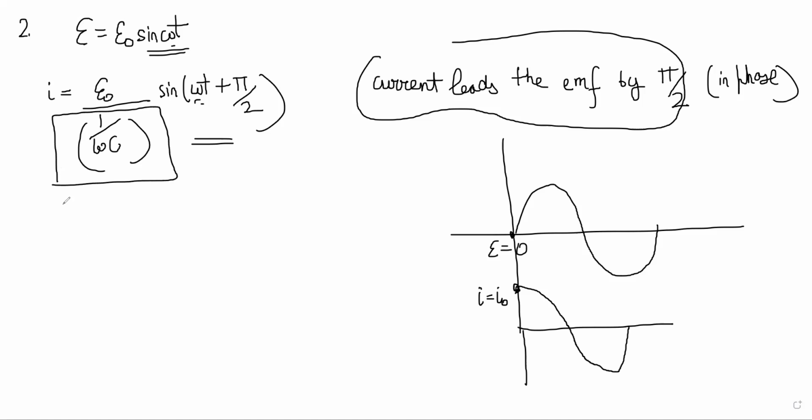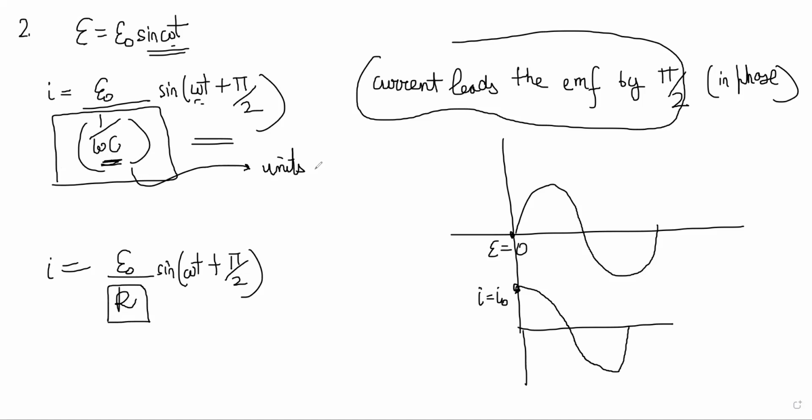And this quantity is sort of taking the place of what resistance did earlier. In the previous case, when there was just a resistor in the circuit, the peak current was E naught by R. Here it is E naught by this quantity. Now, this quantity must have units of resistance. You can confirm that 1 by omega C always has units of resistance.